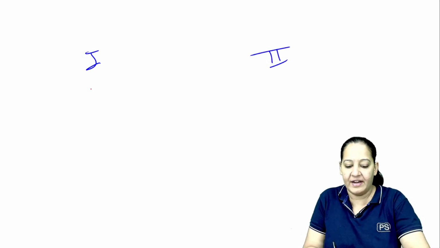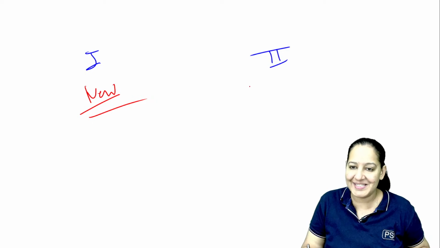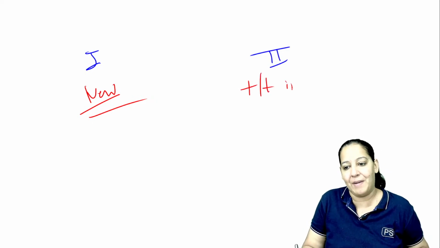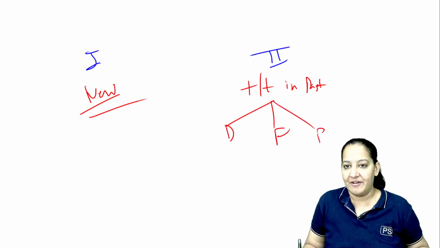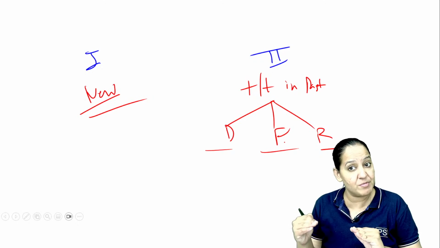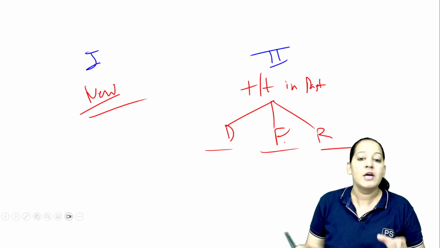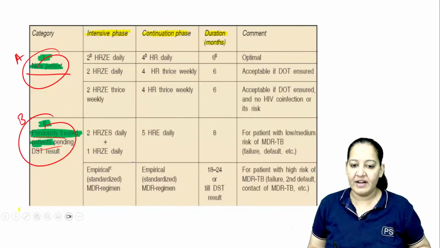So my point is that there are category 1 and category 2. Category 1 is a new patient, and category 2 is a patient who has taken the treatment in the past. Treatment in the past can be a defaulter, a failure, or a relapse. The meaning of the 3 I have explained to you. So if he has taken the treatment in the past, whatever the reason, the treatment for both of them is different. Each of them we will divide, category 1 and category 2.